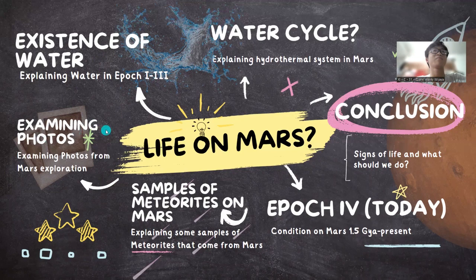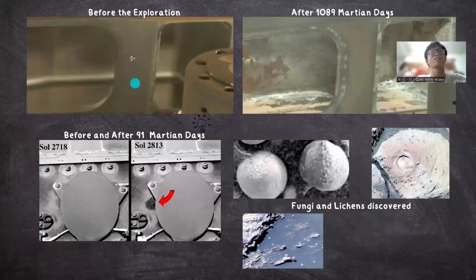So we move on to examine some of the photos that have been taken by the Opportunity and the Curiosity rovers on Mars itself. Some scientists examined some of the photos that have been taken. There was an indication of some lizards, mushrooms, fungi or bacteria living on the surface of Mars that came from the photos.